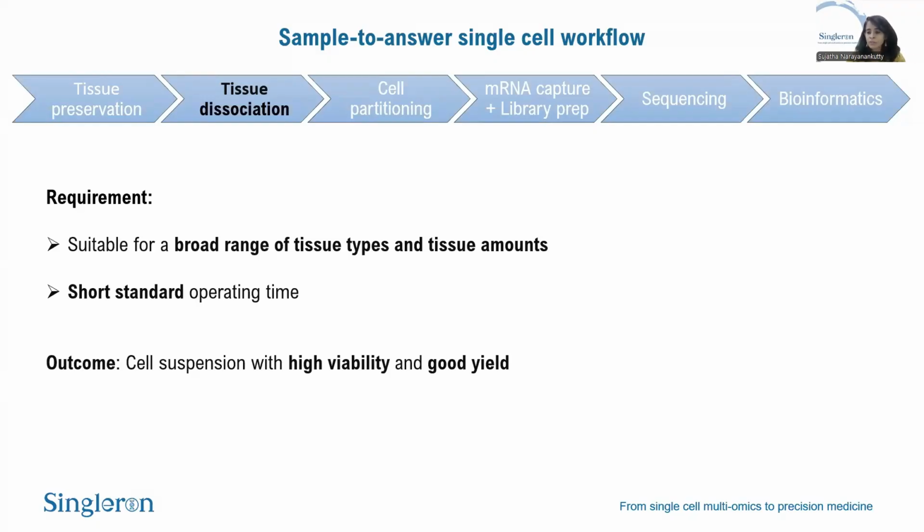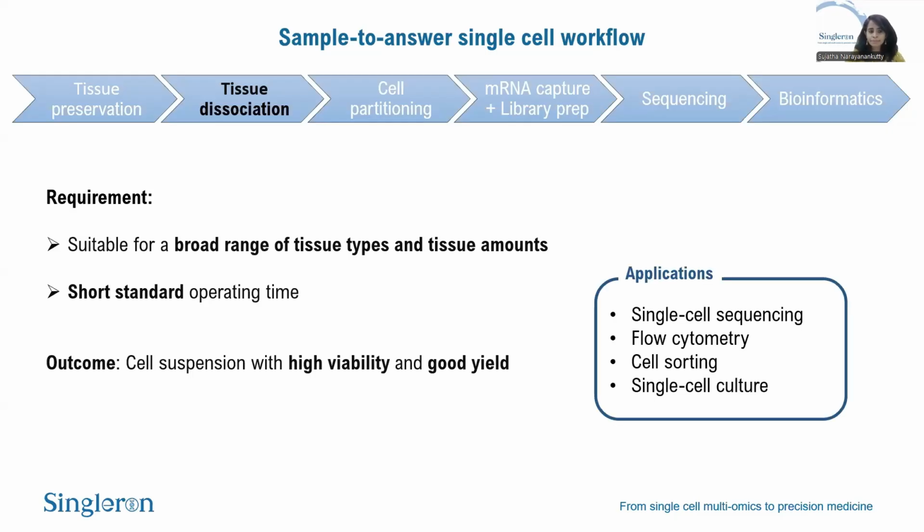And of course, different tissue amounts, because it's possible that for every sample, you're not going to get a lot of tissue. You also want something that can do dissociation in a short operating time, because the longer you keep it at this stage, the faster the cells are going to die. So you don't want something that needs to run for a really long time. At the end of the tissue dissociation step, the outcome you're looking for is a suspension with really high viability and a good yield, so a lot of cells from that sample, giving you an unbiased mix of cells.